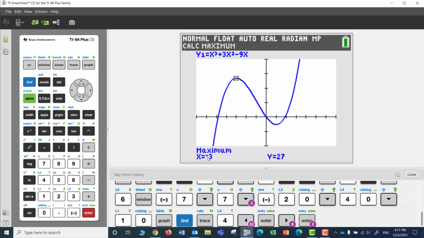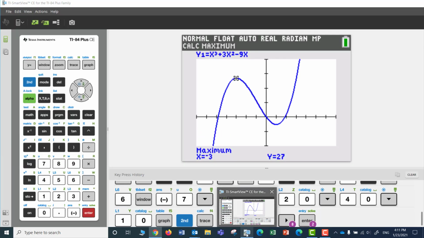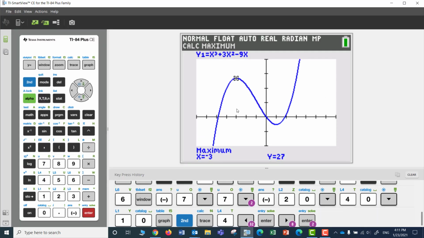Now you see the maximum is at x equals -3. -3 is the x coordinate of that maximum, and 27 is the function value of that maximum. So that's the turning point, (-3, 27). You can see your answer is (-3, 26). It's very close, but it's not exactly the correct answer. I think you are using trace instead of second trace to ask the calculator to search for it for you. So that's the first turning point.